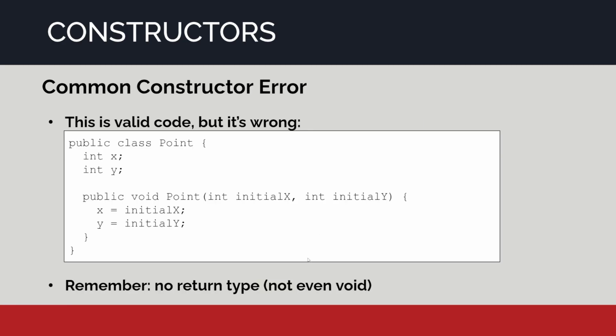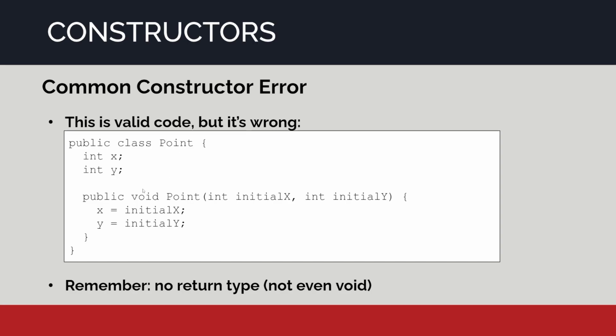Okay, so that being said, there are some pretty common mistakes you can make when you're creating constructors. Here is one of them. This is perfectly valid code. So this will compile and this will run, but it's not going to do what you think it does. You can see here that I've added a void keyword right here. Void means that, typically, when you use it with a method, it's not returning anything.